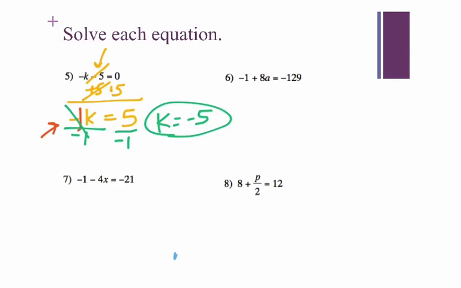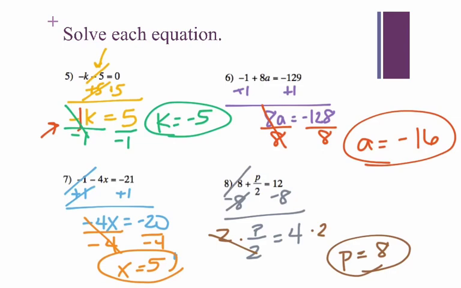All right, go ahead, pause it, and then check in with your answers for the next 3. All right, for number 5, we get k is equal to negative 5. Number 6, a is equal to negative 16. Number 7, x equals 5. And number 8, p is equal to 8.